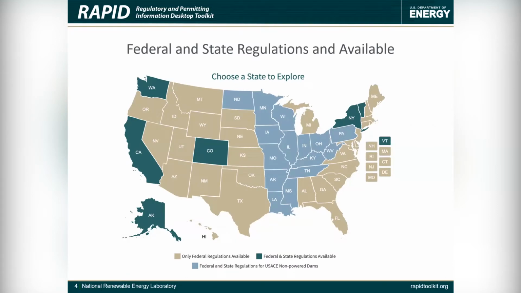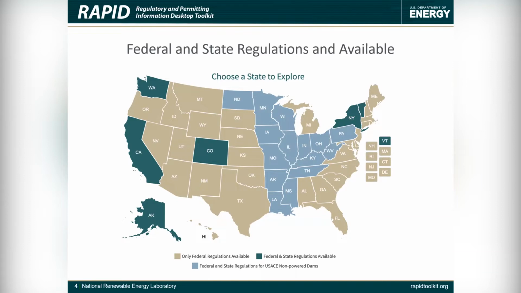So here is that map that I was referencing. You can see the states in green. These are the initial states that we had completed that have federal and state regulations applicable. These would be applicable to developing any type of non-federal hydropower project. So that includes anything relevant to a Bureau of Reclamation lease of power privilege or a FERC license or exempt project.